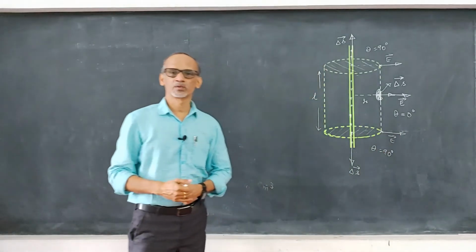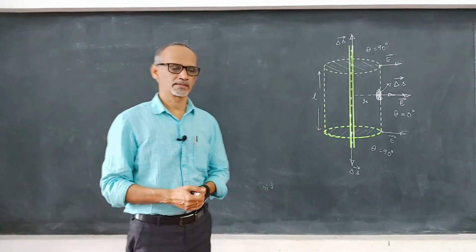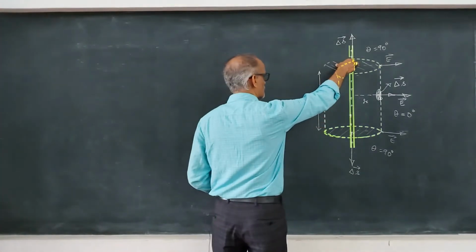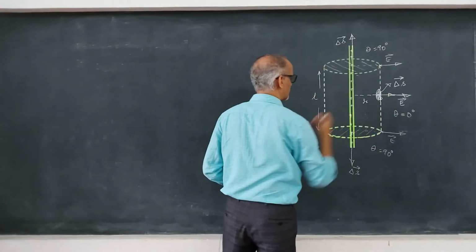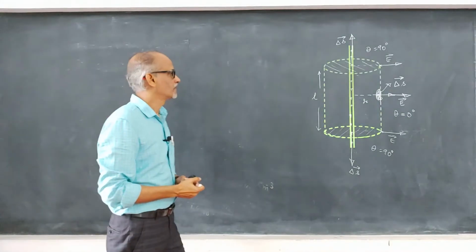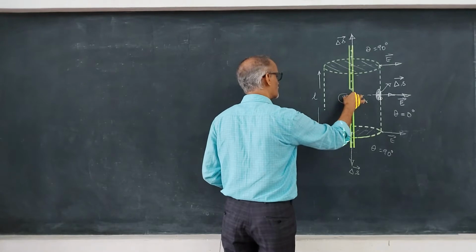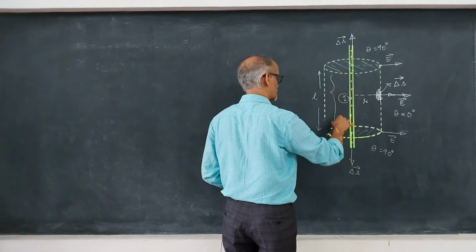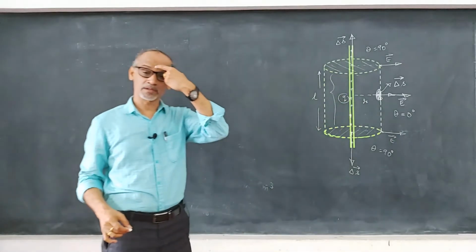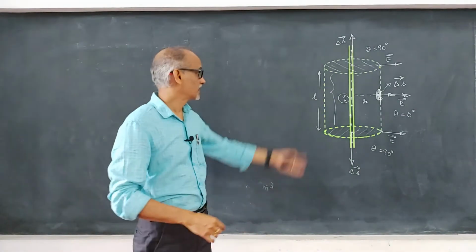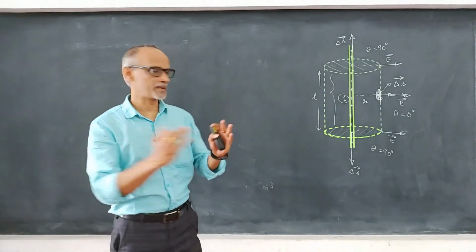So now let's find the total flux through all the three faces: the first one, the second one, and the lateral surface. Let Q be the charge enclosed by this Gaussian surface. Q is not the charge on the entire conductor. Q is the charge enclosed by the Gaussian surface only.